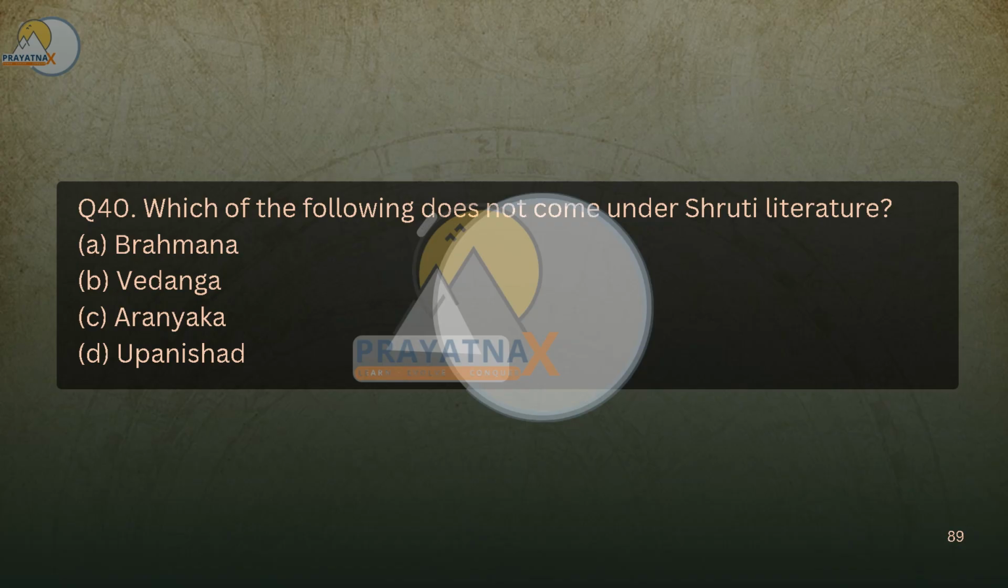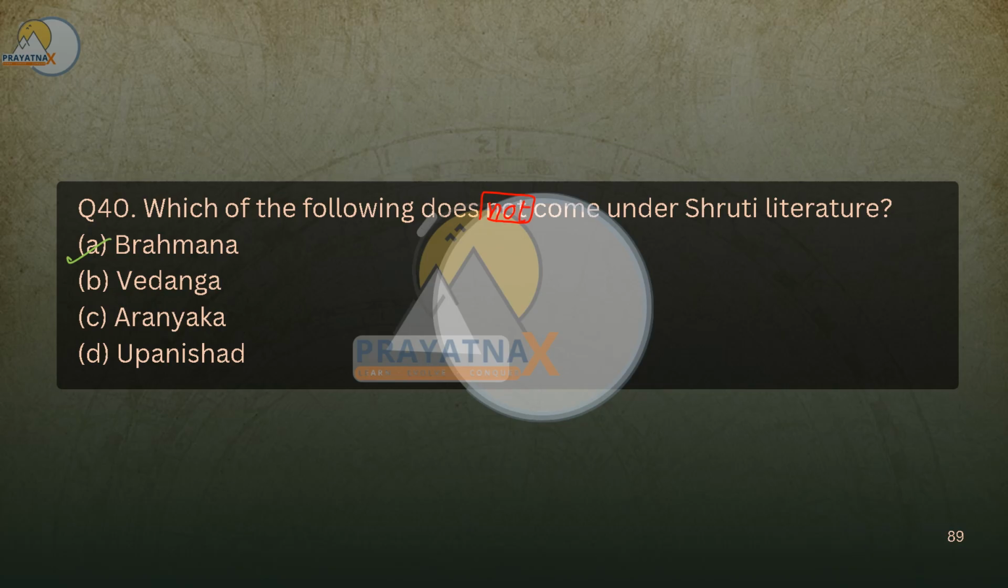Which one of the following does not come under the Shruti literature? Now the options are Brahmana, Vedanga, Aranyaka and Upanishad. So first of all, Brahmana does come under the Shruti literature. The Brahmana is correct, but we are asking which one of these are not. This is important. We often overlook these.